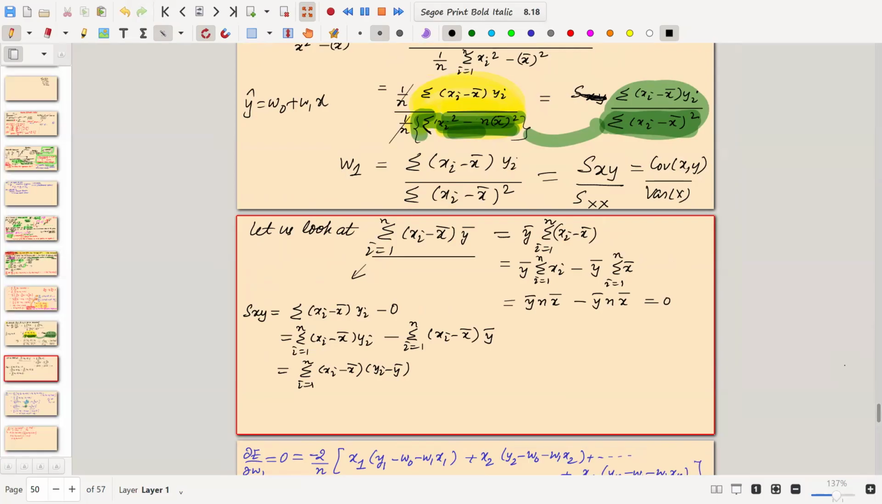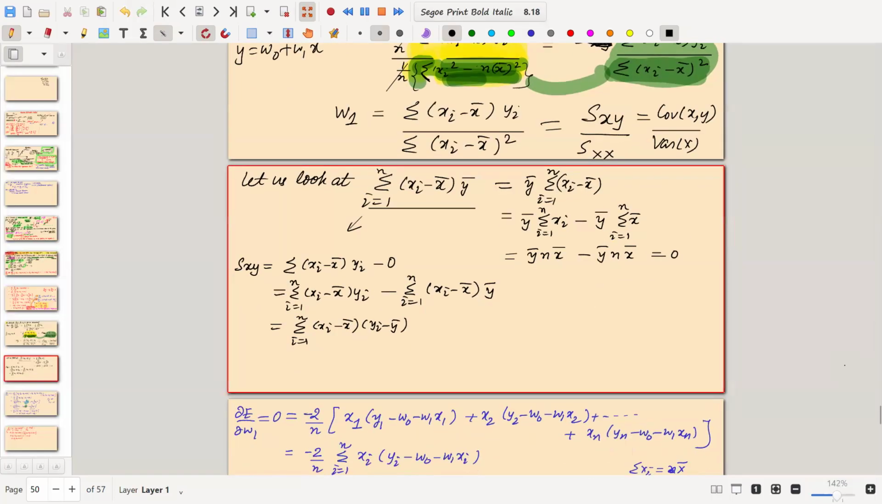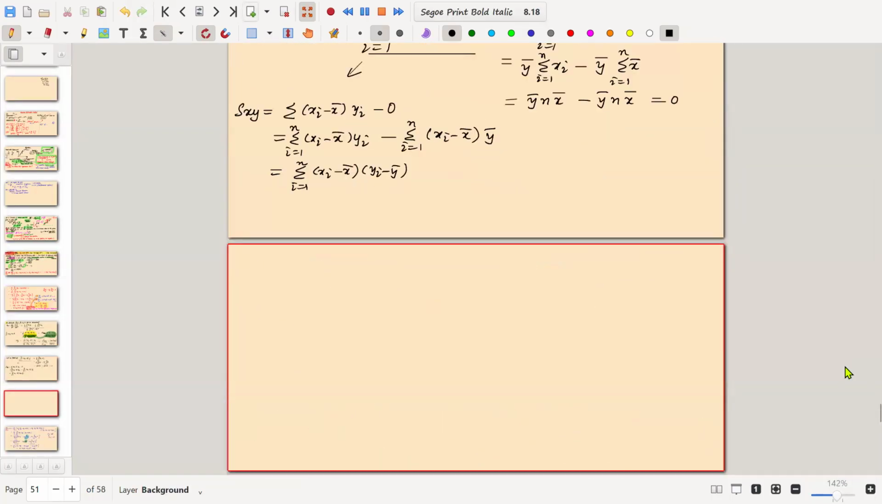There is an alternative form. So now you can better understand why I am calling this Sxy the covariance: how much distance x is from the mean multiplied by how much distance y is from the mean. Okay. But this is a useful form. So what have we understood so far? Can we write whatever we understood so far?